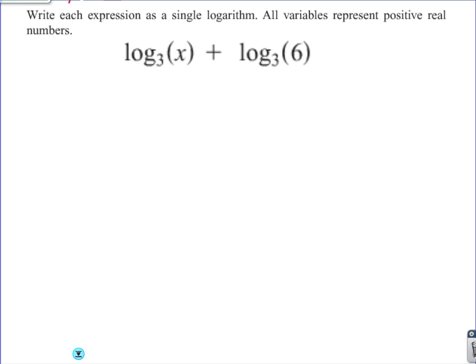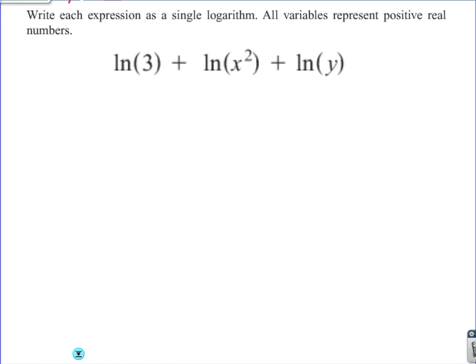So therefore, log base 3 of x plus log base 3 of 6. Parker, combine those two for me. It would be log base 3 of 6x, that's it. To add 2 logs, multiply the arguments. To add 3 logs, multiply the arguments. Natural log 3, natural log x squared, natural log y would be the natural log of 3x squared y.